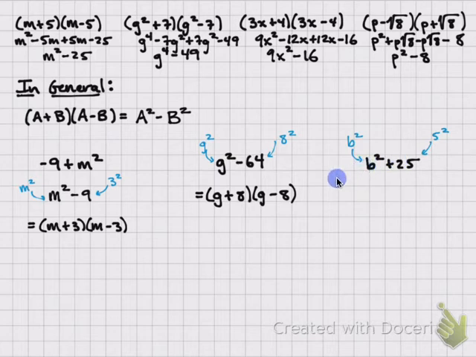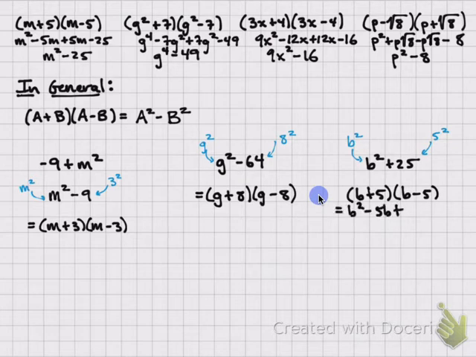If we were to try to factor this as b plus 5 times b minus 5, well, look what would happen if we were to multiply these two together to confirm. We would end up with b squared minus 5b plus 5b minus 25. These two add to 0. We'd end up with just b squared minus 25. Oh, so this is not a difference of squares, and hence it does not factor like this.